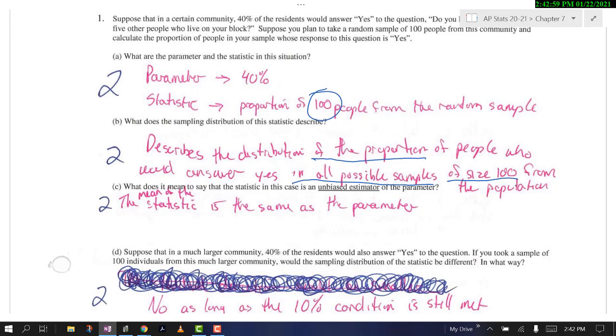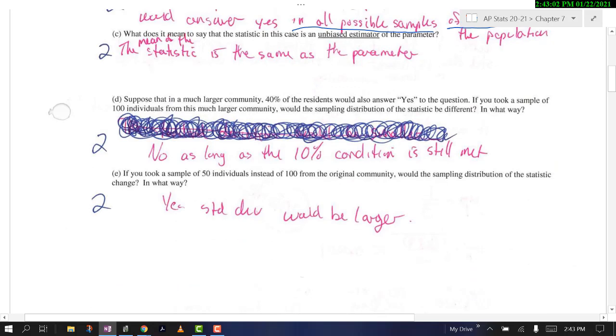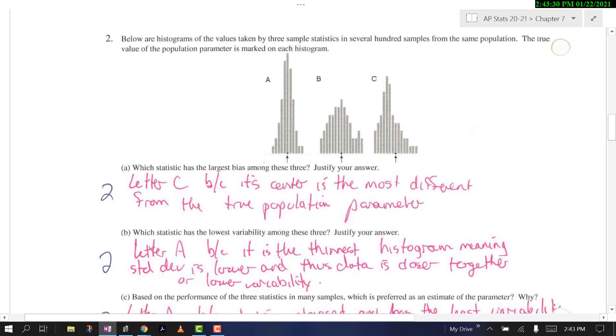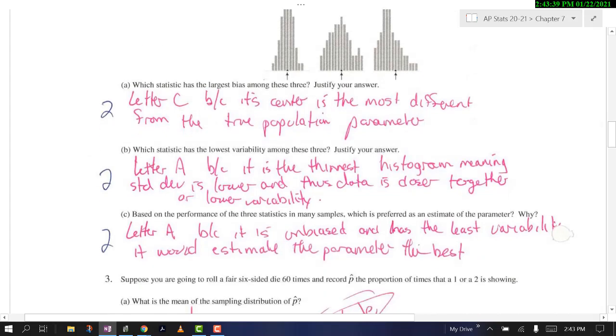Letter C, we were good at. Letter D, good, but some of us did not talk about the 10% condition, because if our number is too big and it doesn't meet the 10% rule, we can't do it, or it wouldn't be different. And we did E pretty well. Number 2 looked very good. Those of us who had some trouble, use the spread and the mean to differentiate these different answers.